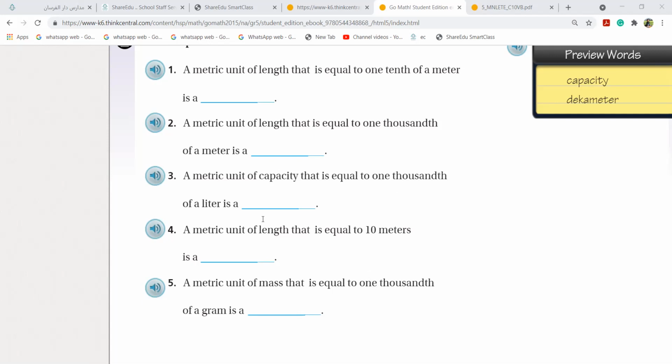Number two. A metric unit of length that is equal to 1/1000 of a meter is millimeter. Excellent.